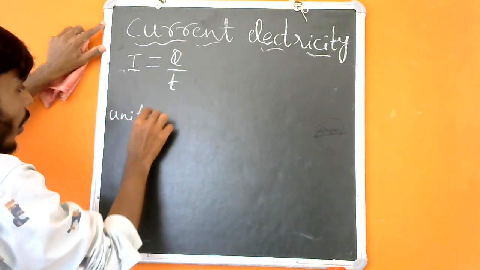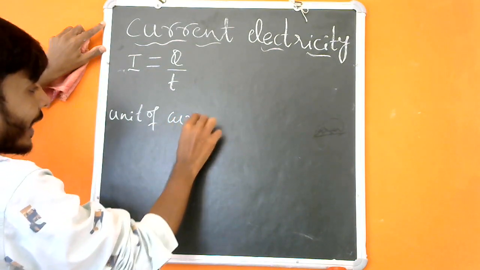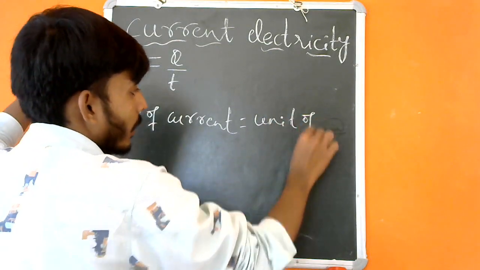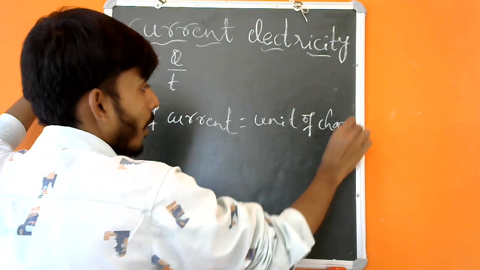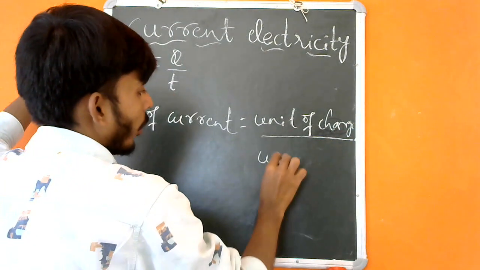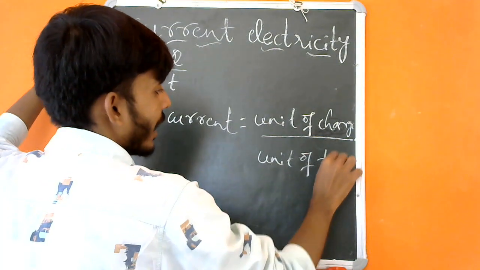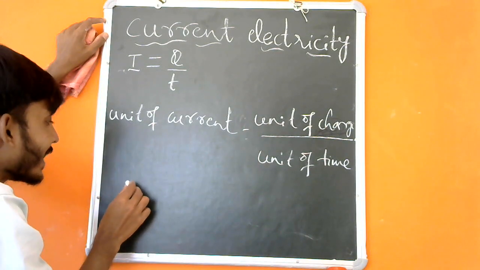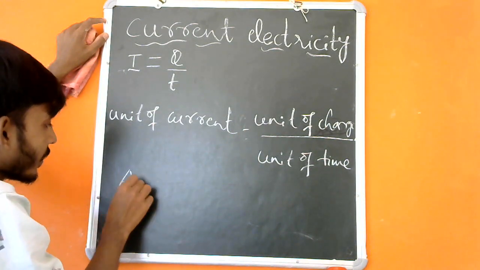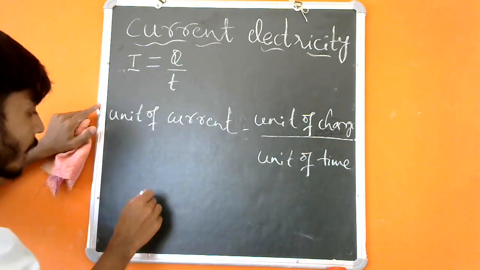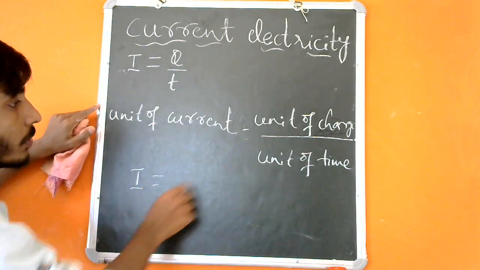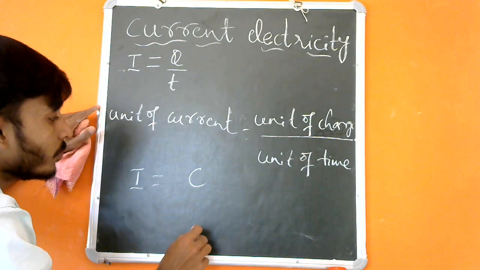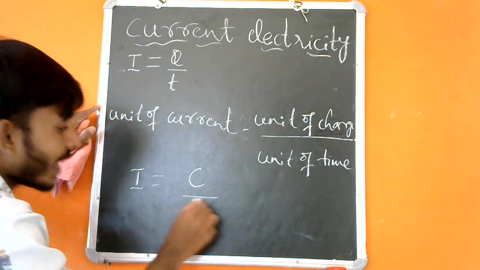Now we are defining the unit of current. So unit of current is equal to unit of charge divided by unit of time. Correct? So we'll define this one. So unit of current is ampere. So otherwise we can write I is equal to unit of charge over unit of time. Correct? So unit of charge is coulomb and unit of time is second.